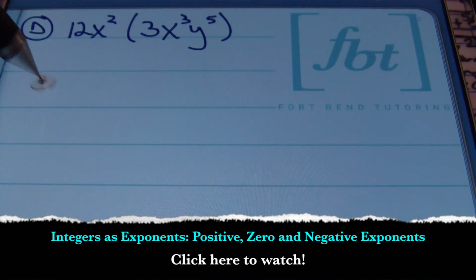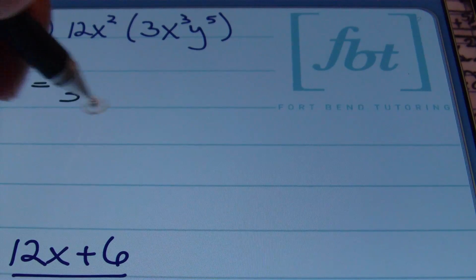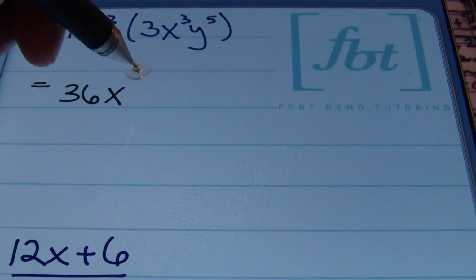So what we'll be doing in this problem is we'll multiply the coefficients together first. So I'm multiplying 12 times 3 to give me 36. Then I'll be multiplying the variables together. Anytime you multiply like bases, when you have the same variable multiplying times itself, you add the exponents. So x squared times x cubed will give you x to the 5th power.